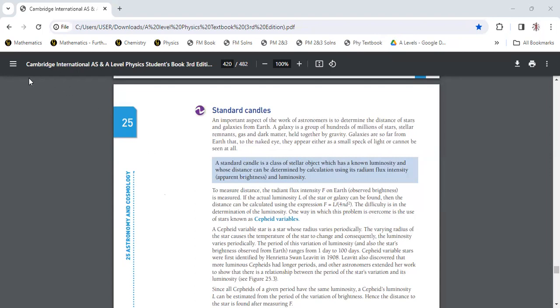Standard candles are essentially a bunch of stellar objects where we already know the luminosity, and we also know its radiant flux intensity. So by plugging these values back in, we will have to rearrange d squared to find out the distance away from Earth, the basic one. After rearrangement, you should get d is equal to the root of L over 4 pi F.